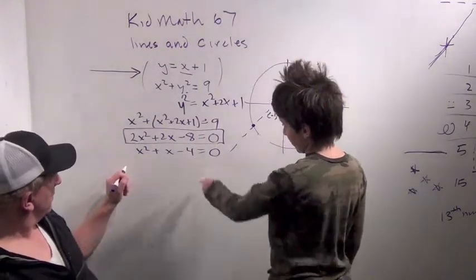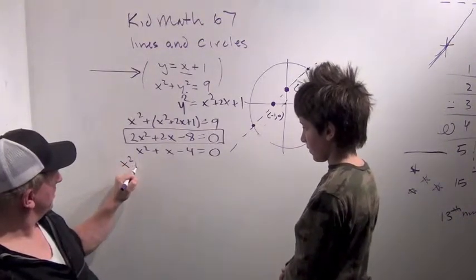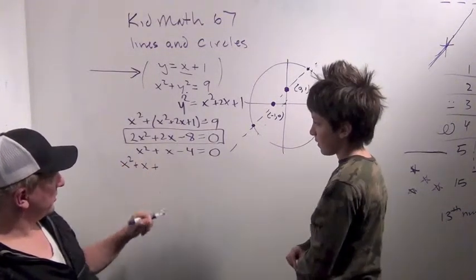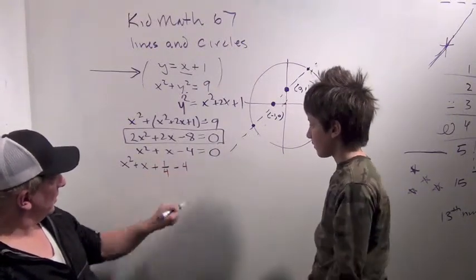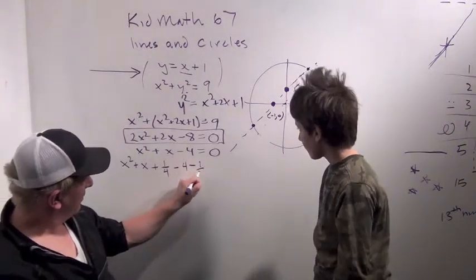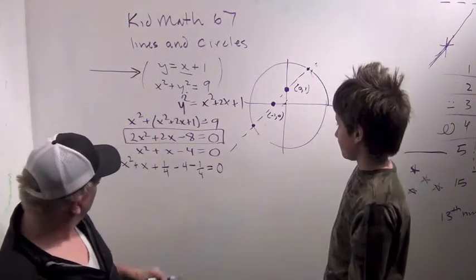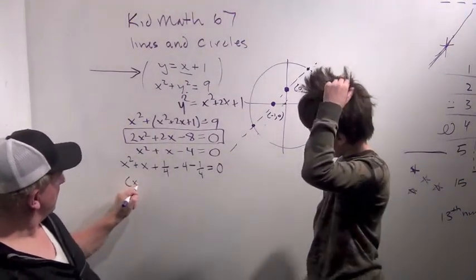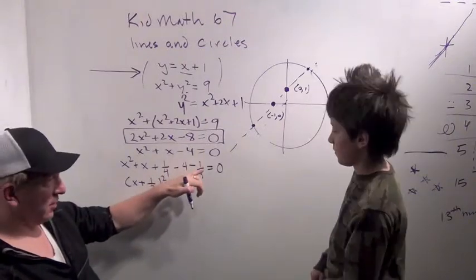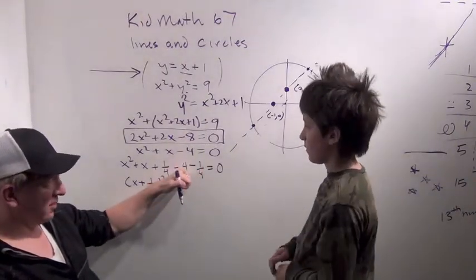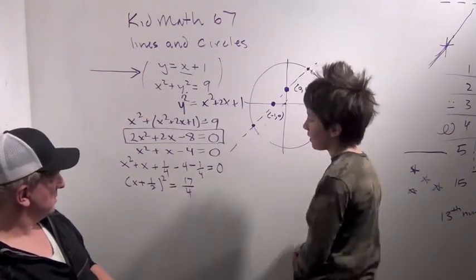So x squared plus 1/2 x. What do I have to add to the equation if I'm going to do completing the square? 1/4. 1/4 minus 4 minus 1/4 equals 0. Now, I'll use one more line down here. So this is x plus 1/2 squared equals 4 plus 1/4. So that's 16/4. 17/4.